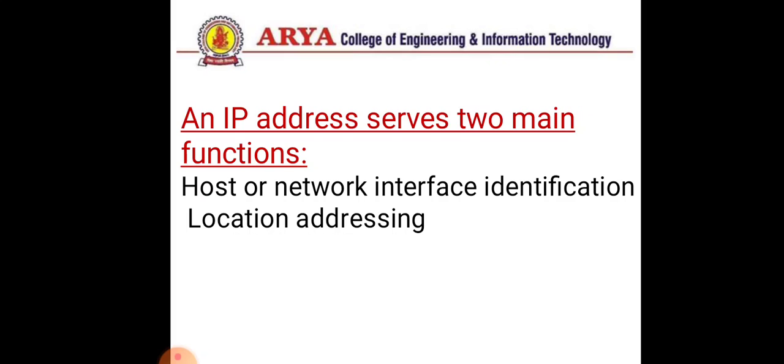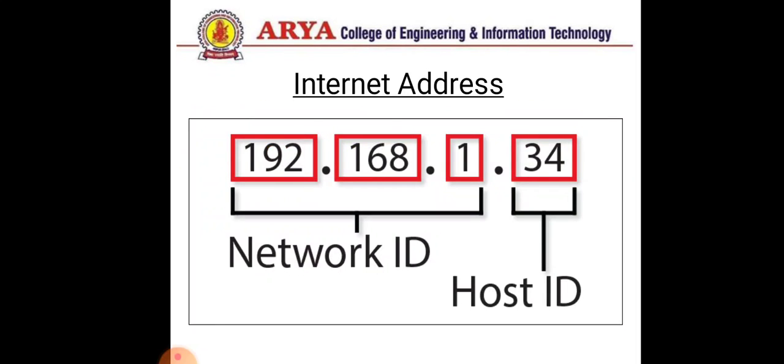Fine. An IP address serves two main functions. The first one is host or network interface identification, and the second one is location addressing. Now this is a picture of internet addressing. Apart from the network and host fields, we also have a third field that is called class type. After the class type we have the network ID and host ID, and these parts vary in length depending on the class of the address.